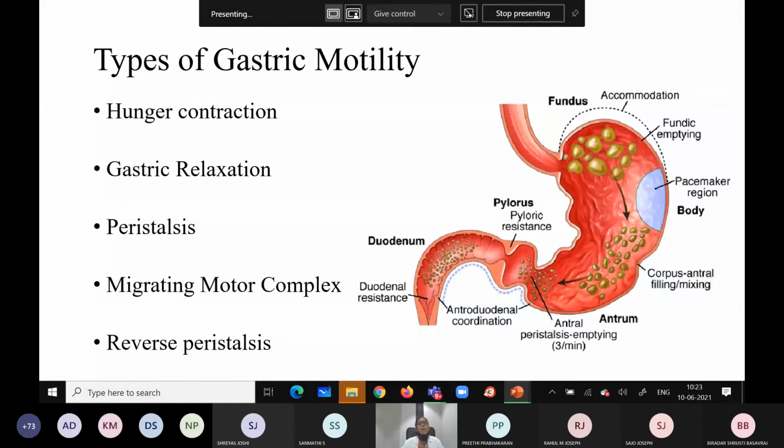So these are the types of gastric motility: hunger contraction, gastric relaxation or receptive relaxation, peristaltic movements, migrating motor complexes, and reverse peristalsis. I will explain them in detail in the upcoming slides.